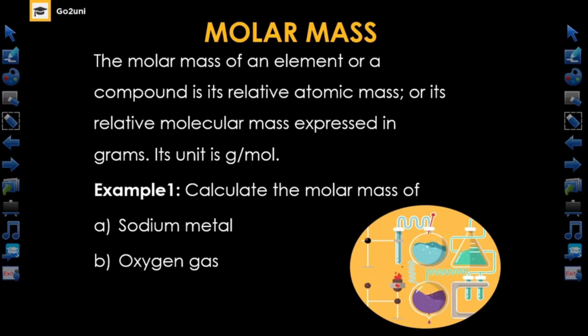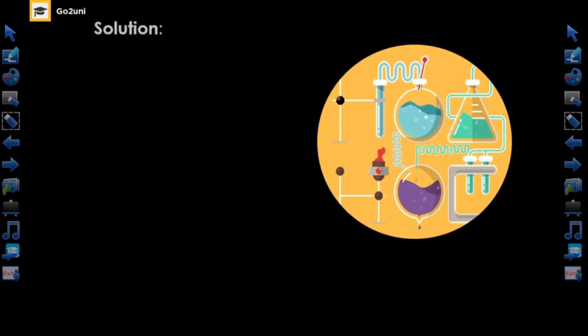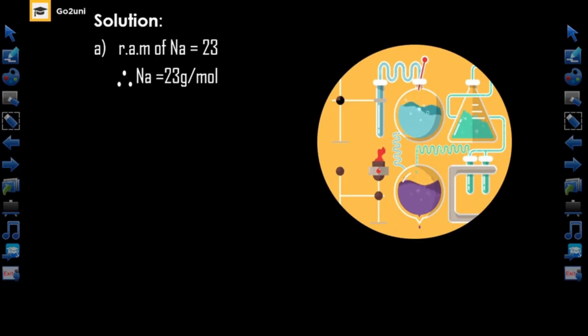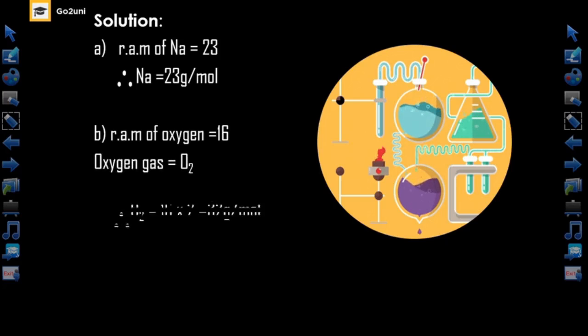We are told to calculate the molar mass of sodium metal and oxygen gas. How is that done? Since we are asked to calculate the molar mass of sodium metal, we recall that the RAM, relative atomic mass, for sodium is 23. Therefore, its molar mass will be 23 gram per mole, because we've been told that molar mass is the relative atomic mass of elements expressed in grams, or the relative molecular mass of any other substance expressed in the same grams per mole.